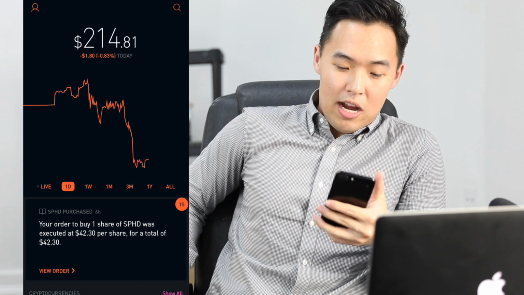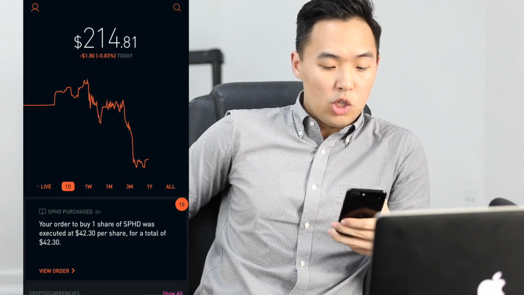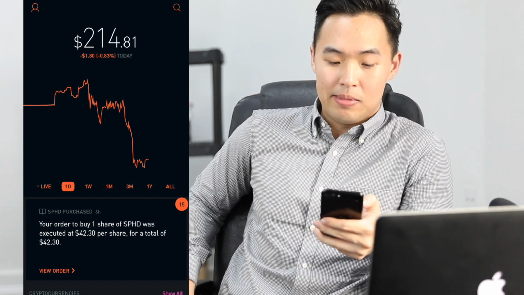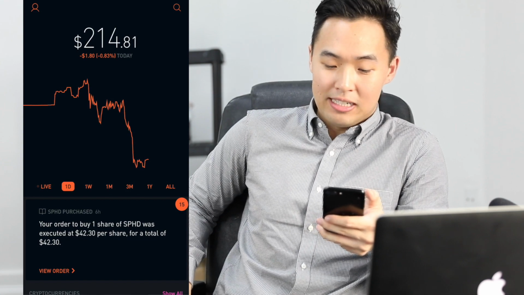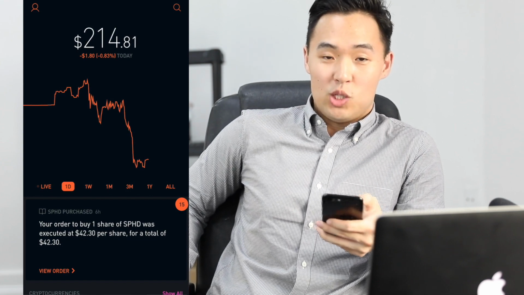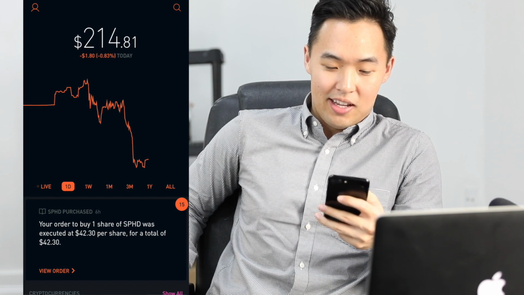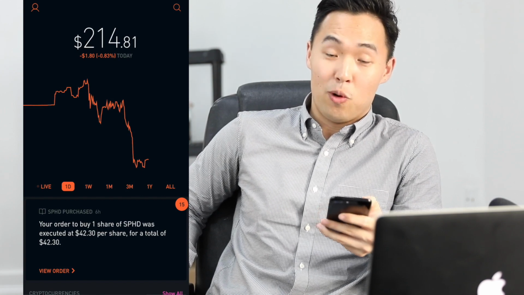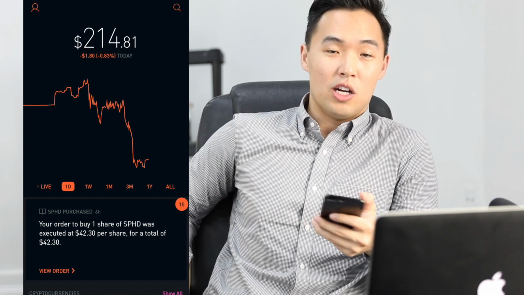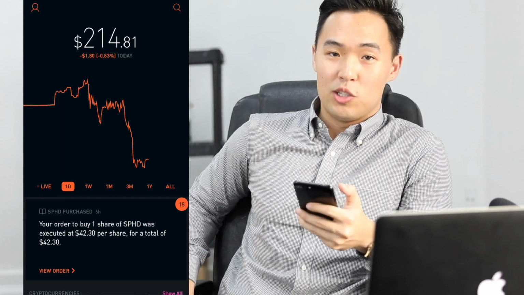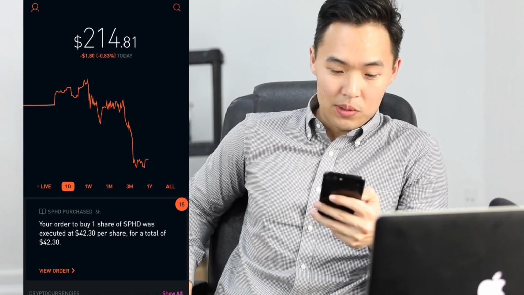As you can see, right now my portfolio is worth $214.81. I am down $1.80 for the day. If you compare this to crypto, it's a lot less volatile. My crypto portfolio is always going up by a few hundreds or even thousands of dollars per day in value.